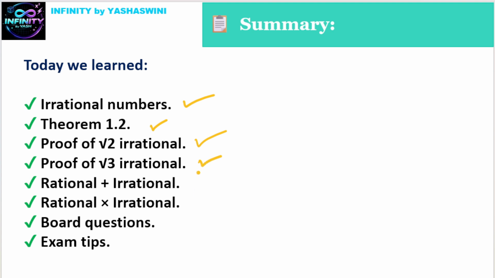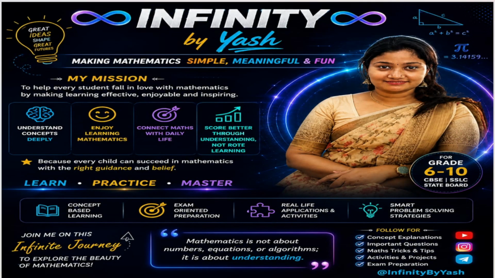We solved a few exercise problems also. And always remember, rational plus irrational is always irrational. If you are multiplying a rational with an irrational, you will get an irrational. Then we solved some board exam questions and exam tips. If mathematics is the language of the universe, irrational numbers are its mystery. And today you solved that mystery.